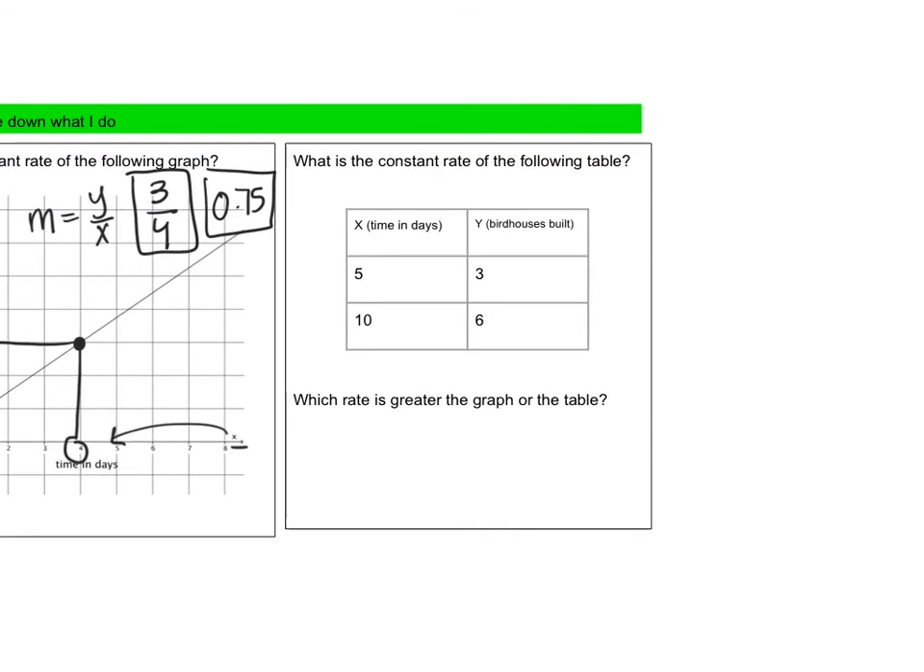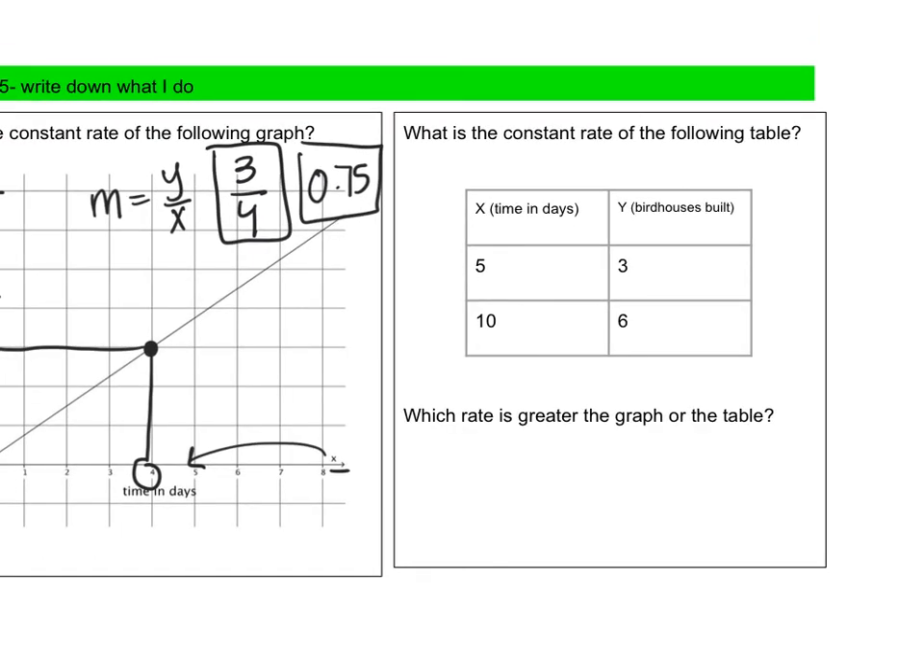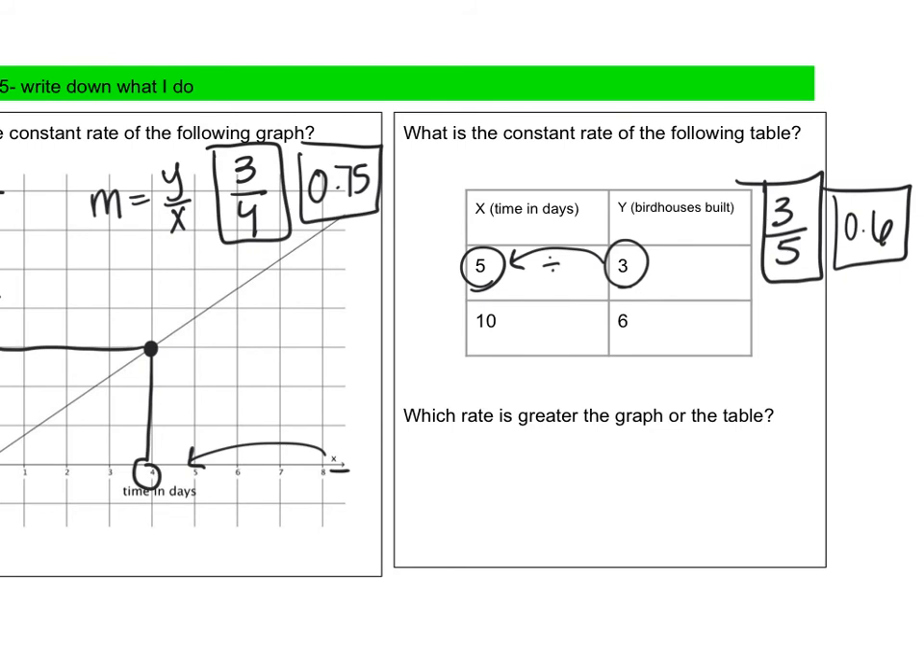Okay? And then we're going to look at this table, and we're going to find the constant rate of this table. Well, we do y divided by x. So I'm going to do y divided by x, 3/5. Okay? 3/5 is the same as 3 divided by 5. And this equals 0.6. So which one has the greater rate? The graph, which was 0.75, or the table, which was 0.6? Well, I'm going to say that my graph had the greater rate. And the reason being is that it was 0.75, where my table was only 0.6. And you could fill in a 0 if you want. 0.6 is 0.60. 0.75 is bigger than 0.60.